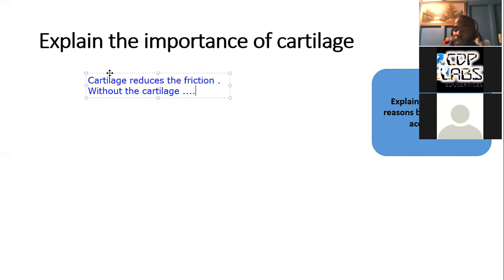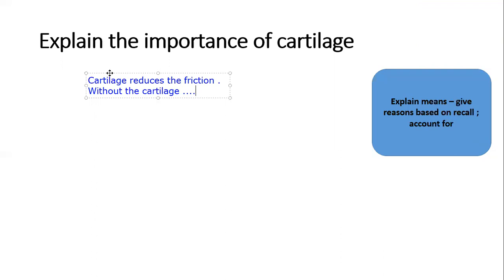So rub together, create a friction, which one? When they rub together, it will create friction, and the friction will produce heat, and the heat will destroy the bones.